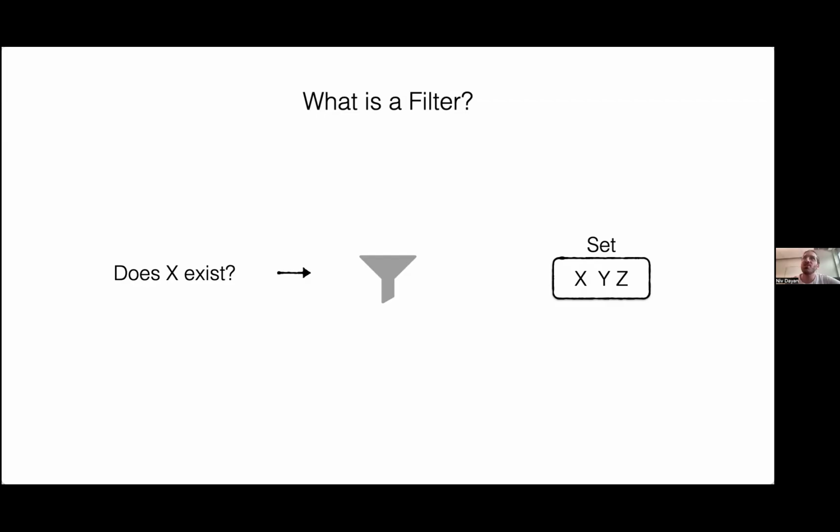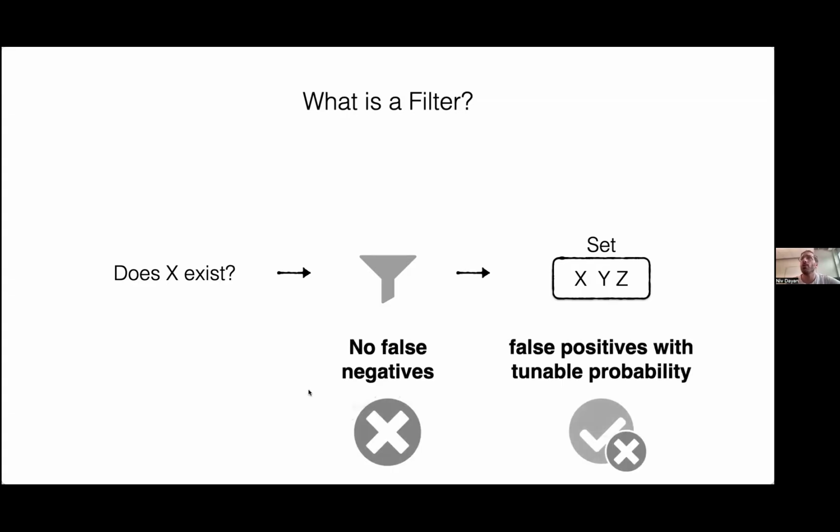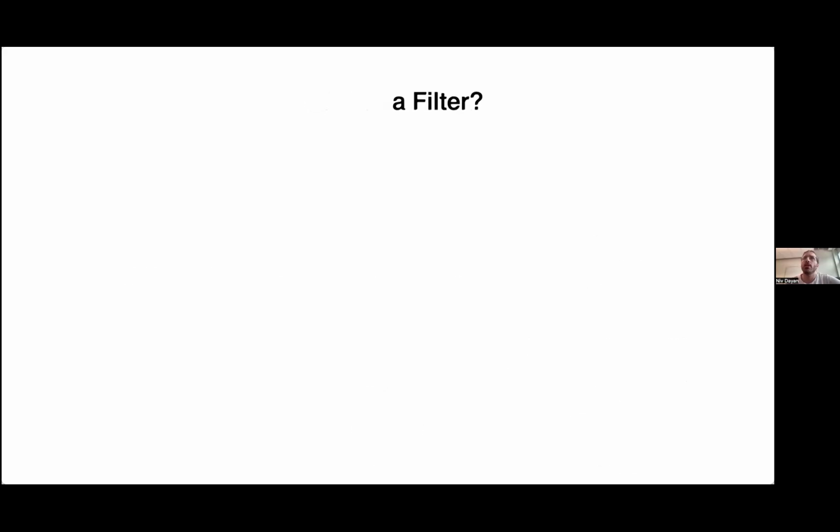Okay, so a filter is this compact data structure that represents keys in a set and allows you to answer set membership queries. In particular, a filter cannot return false negatives, but it can return false positives with a tunable probability.